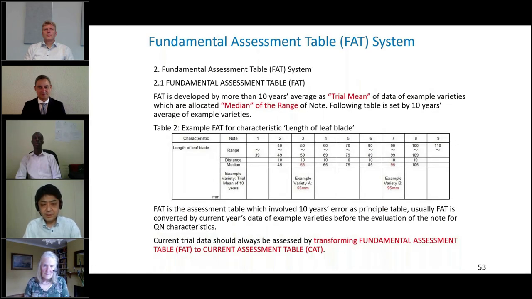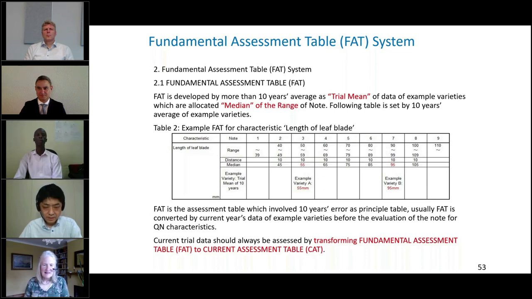Here we have the explanation of the Fundamental Assessment Table, the FAT system. FAT is developed from more than 10 years of averages as the trial mean of the data of the example varieties, which are allocated to the median of the range of the note. The following table is set by the 10 years average of the example varieties.